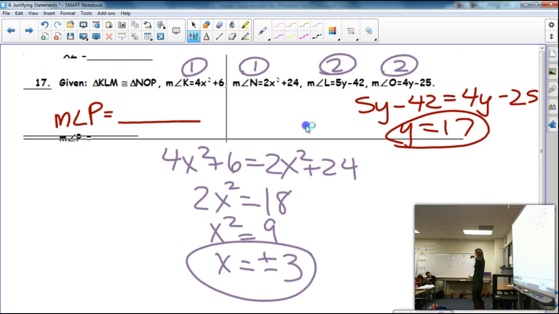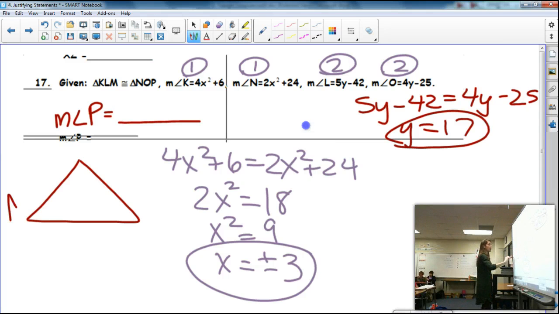Then what would you do? Then what would I do? I don't know. Well, you can just find the other 2. Okay. So let's call this triangle NOP because some of us are visual. Can I find angle N? Yeah. Sure, it's listed. Can I find angle O? What do we do when we have angle N and O? Add them and subtract from 180.